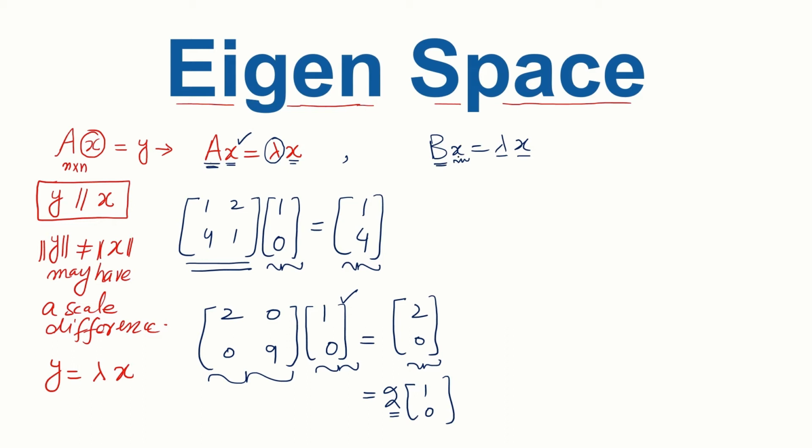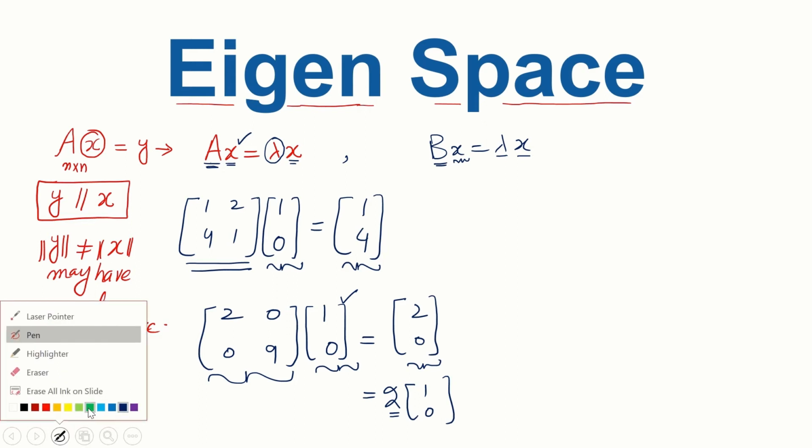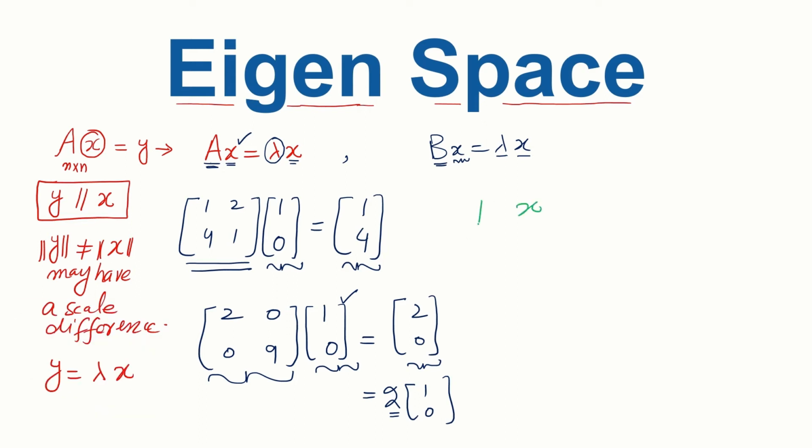What normally happens is if x is an eigenvector of A, which means Ax is lambda x, then any scalar multiple of x, for example 2x, is also an eigenvector of A. So if you have one eigenvector, you have a whole space of that. Every scalar multiple of an eigenvector is also an eigenvector. So that's why corresponding to one eigenvalue, you don't have just one eigenvector, rather you have a whole space of vectors, and that space is called eigenspace.